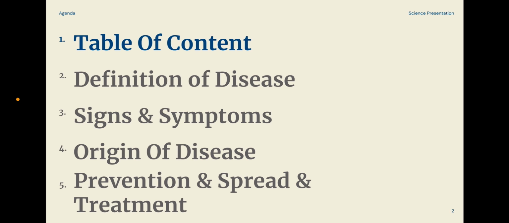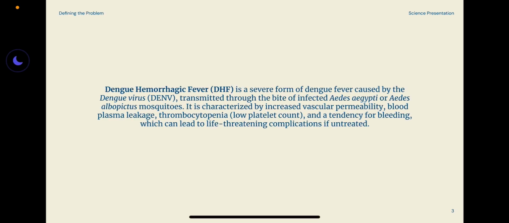Okay, here's the agenda for today. The definition of Dengue hemorrhagic fever is a severe form of dengue fever caused by the dengue virus, transmitted through the bite of an infected Aedes aegypti or Aedes mosquitoes. It is characterized by increased vascular permeability, blood plasma leakage, thrombocytopenia (low platelet count), and a tendency for bleeding, which can lead to life-threatening complications if left untreated.